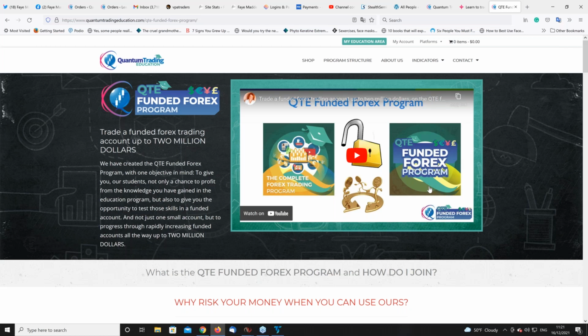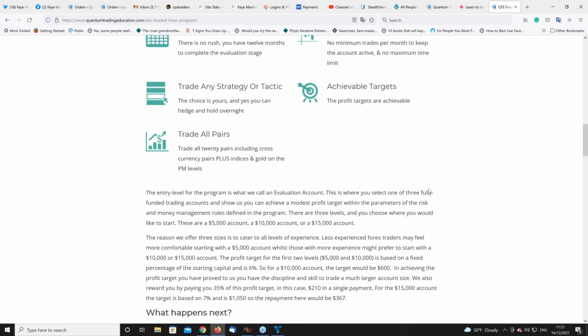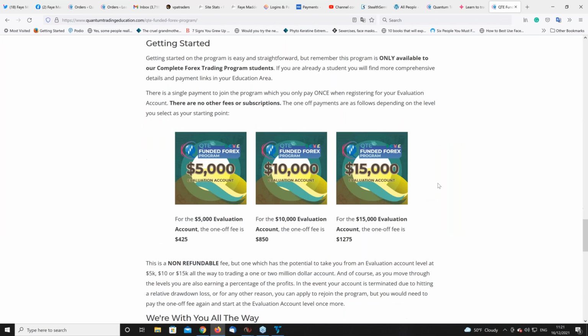These accounts start at what we call the evaluation level down the bottom here. You can select, and this is only available to students. We do not open this program to anyone else. It's only available to students on the Forex trading program. You decide where you want to join: 5,000, 10,000 or 15,000. This is our money. This is not your money. You can't lose anything. The only thing that you will pay is an entry ticket down there, as you can see at the bottom. That's it. It's a one-off fee. Once you're in the program, that's it. There's nothing else to lose.